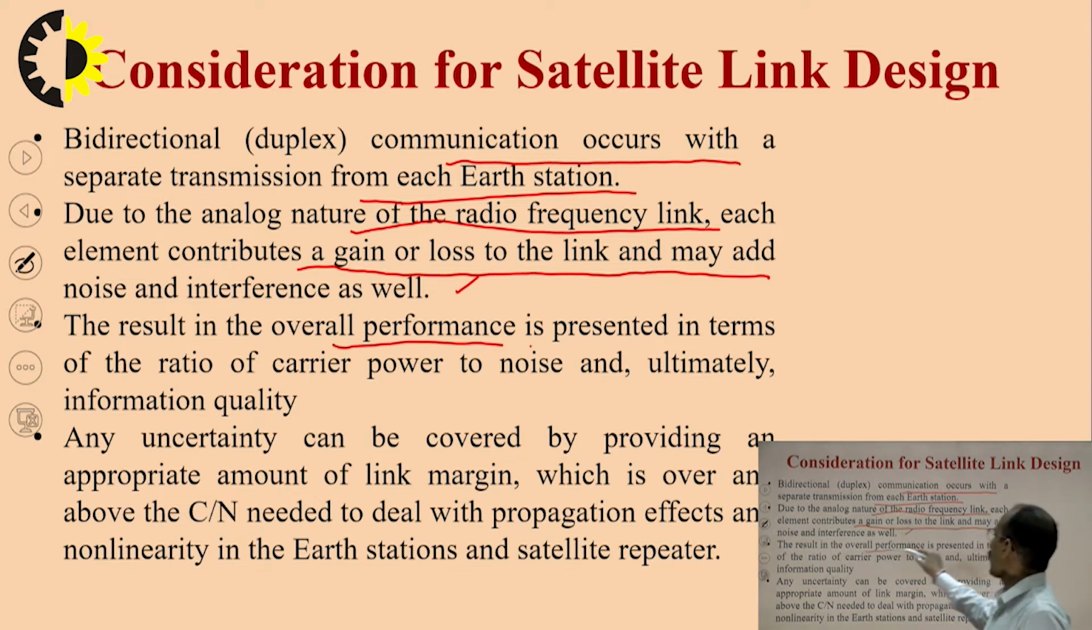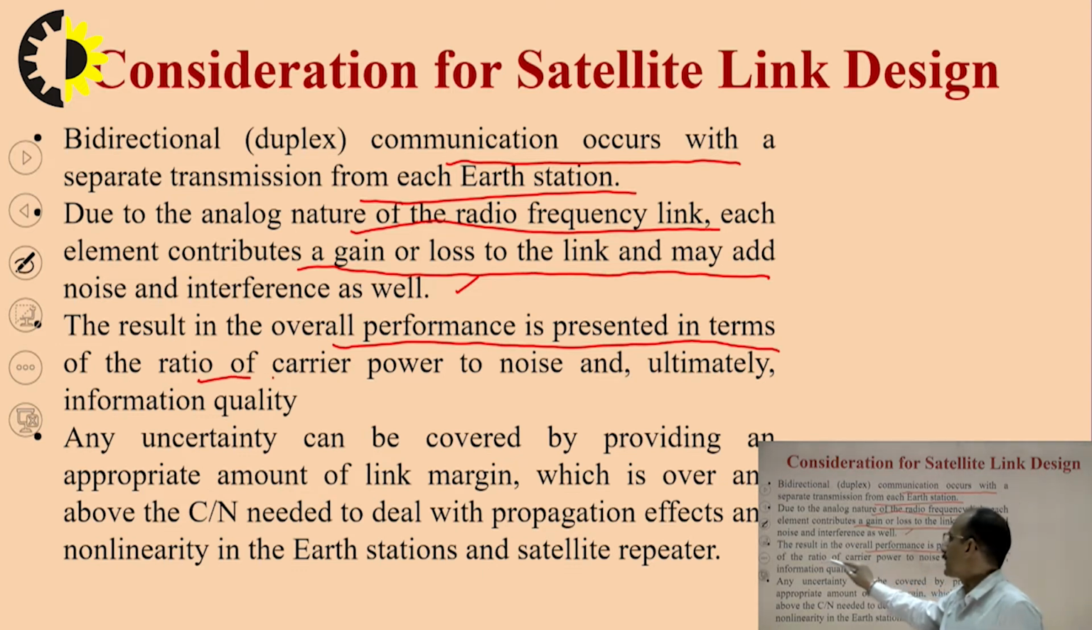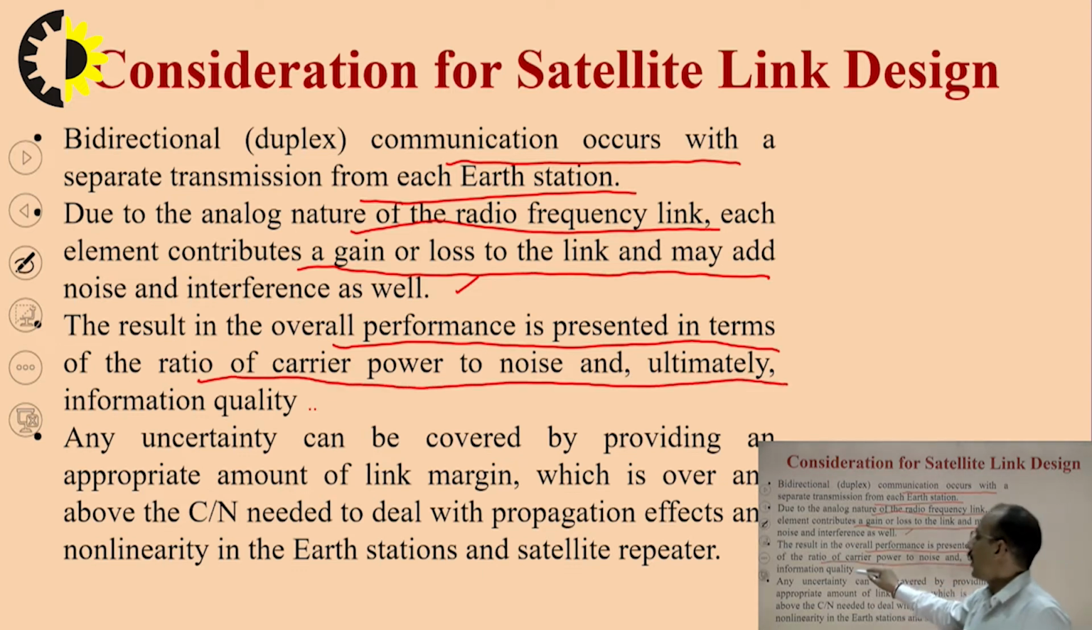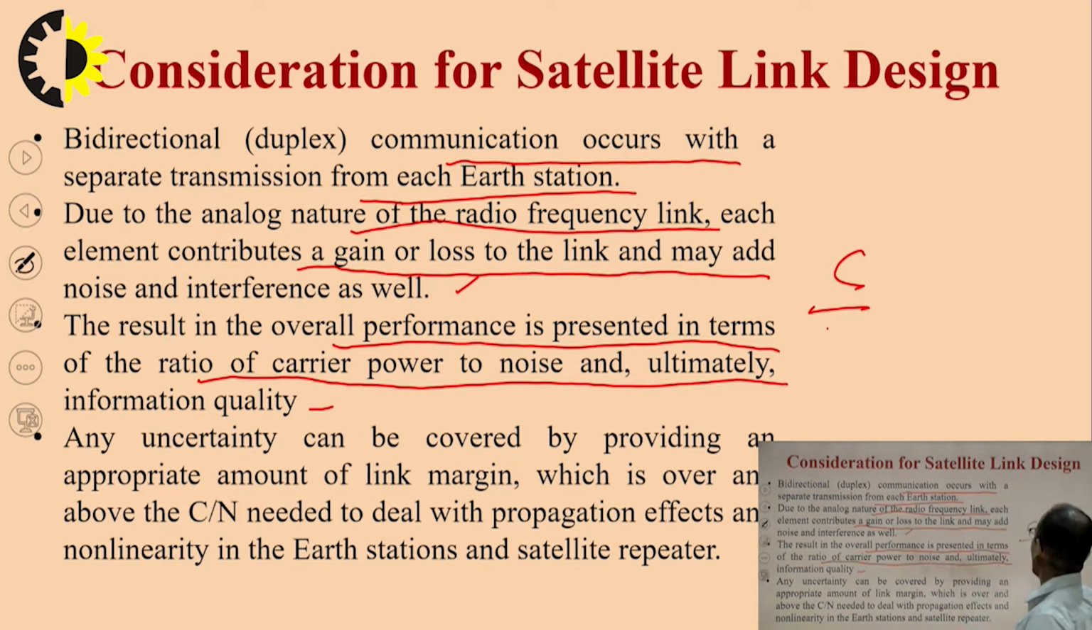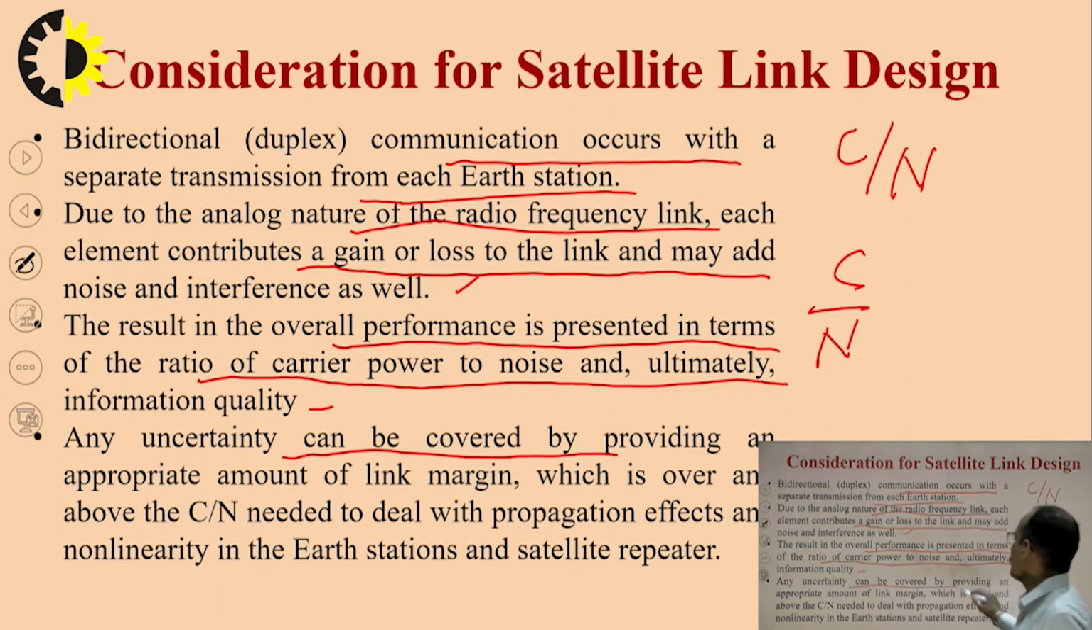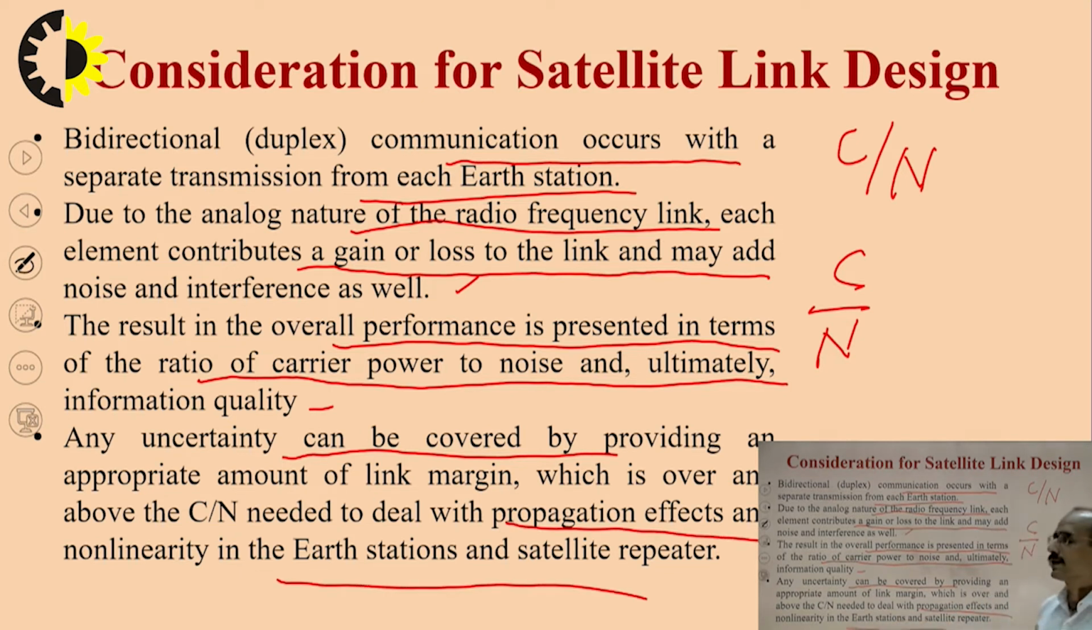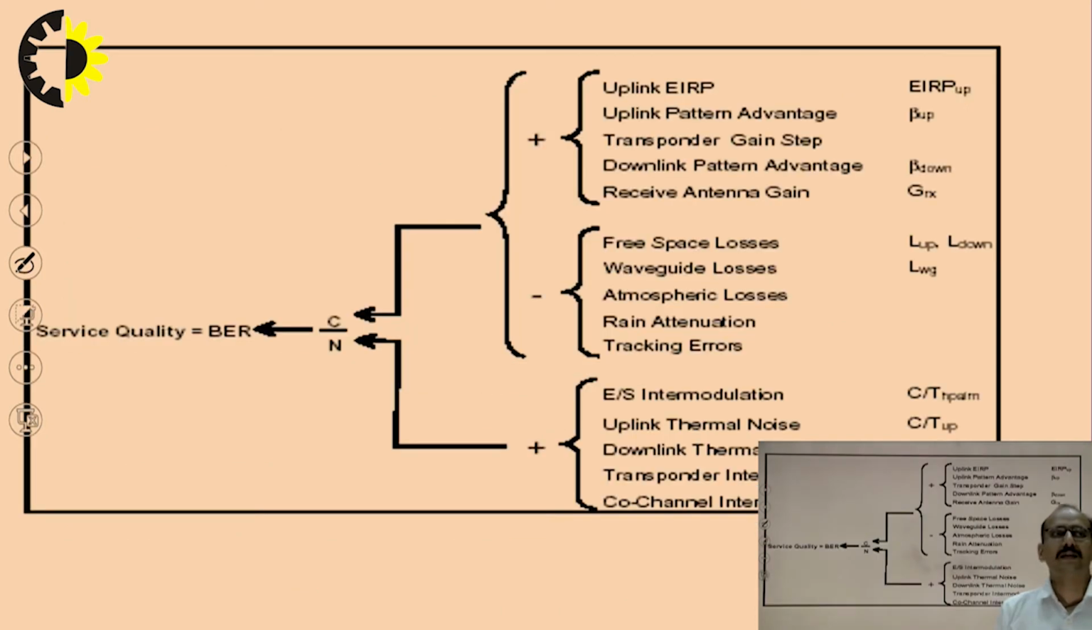This results in overall performance being presented in terms of the ratio of the carrier power to noise or information quality, meaning C to N. You are going to express the overall performance result in this C by N ratio, that is, carrier power to noise ratio. Any uncertainty can be covered by providing an appropriate amount of link margin, which is over and above the C by N needed to deal with the propagation effects and non-linearity in the earth station and satellite repeaters. So these are the basic considerations.